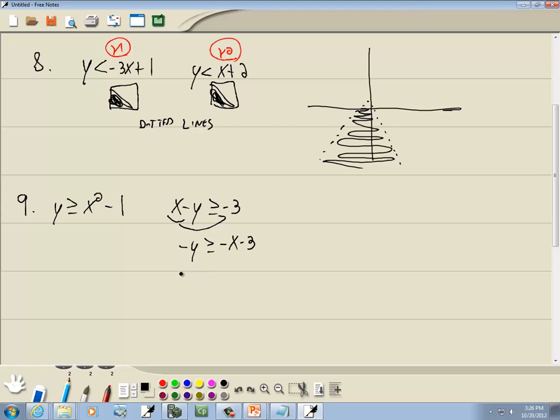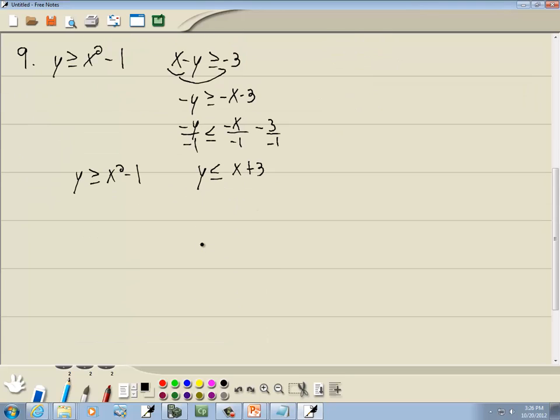Now I'm going to divide both sides by negative 1, because we want to get y by itself. Now when you divide by a negative number, remember you flip your inequality symbol. So that becomes a less than or equal to. So we've got y is less than or equal to x plus 3, and our other one is y is greater than or equal to x squared minus 1.